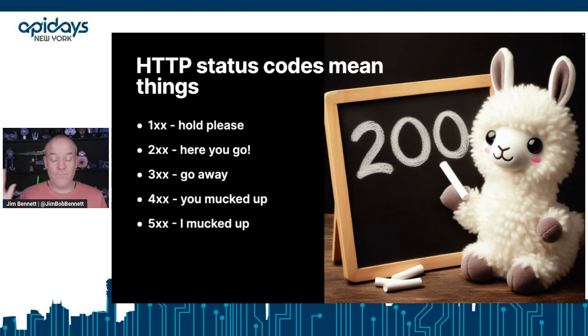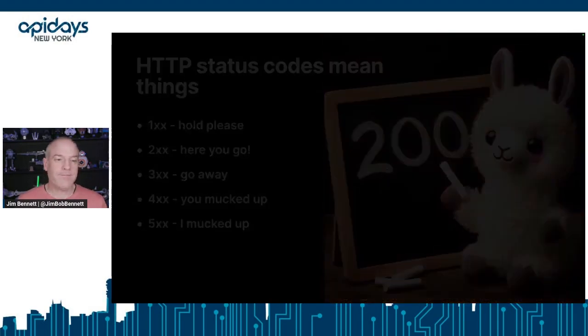400s means you mucked up. You've sent me bad data. You're accessing a resource that doesn't exist. 500 means I mucked up. Server error. I broke something my side. So these status codes actually mean something. They have value.